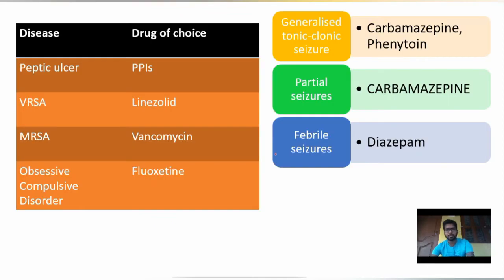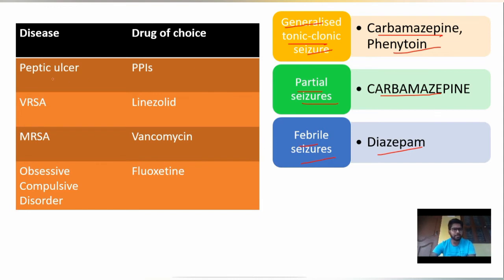Then coming to the next portion. The drug of choice for generalized tonic-clonic seizure is carbamazepine and phenytoin. Then the drug of choice for partial seizure is carbamazepine. Then the drug of choice for febrile seizure is diazepam. So these are the different types of seizures, and different types of anti-epileptic drugs are the drug of choice for those different types of seizures.